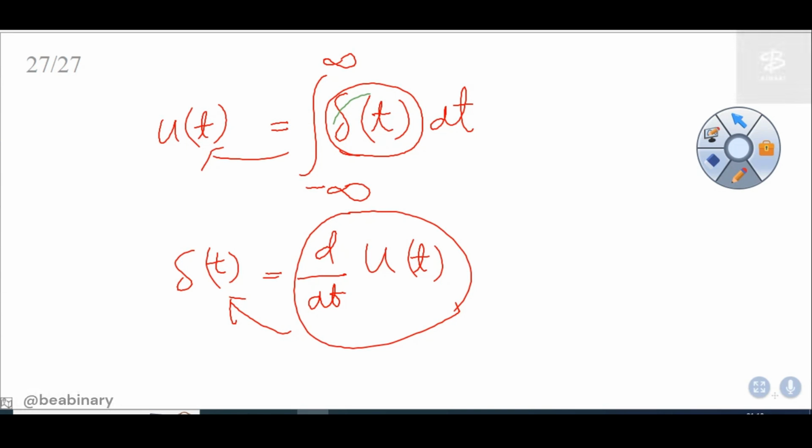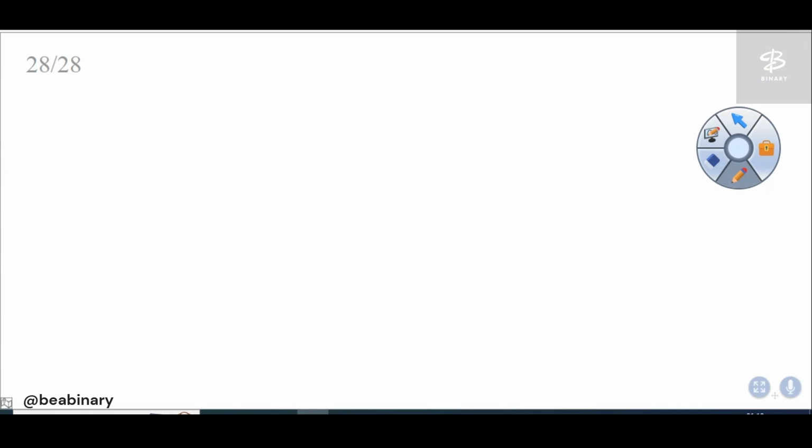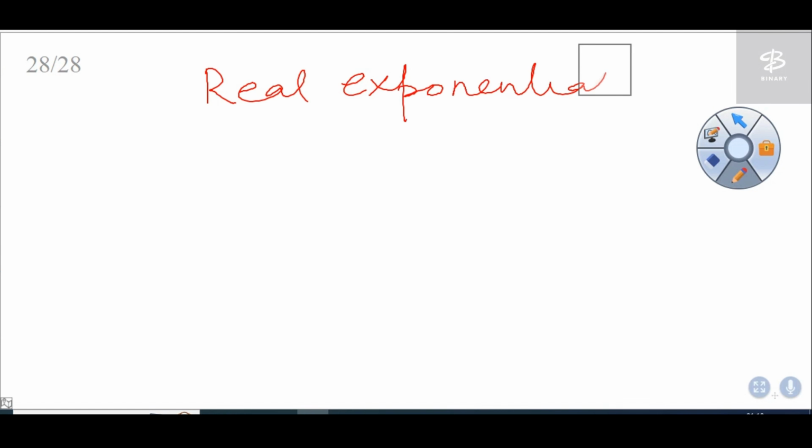Now next one is the sinusoidal signal. Sinusoidal signal I already discussed with you. Then you have another signal called the exponential signal, real or complex, whatever. Real exponential signal. This is my real exponential signal.